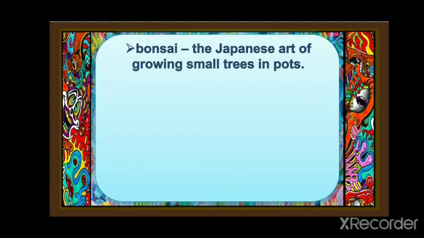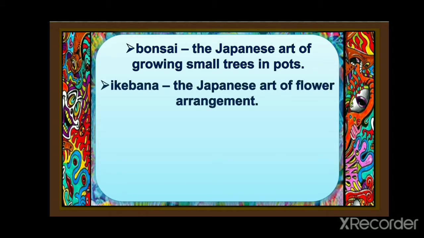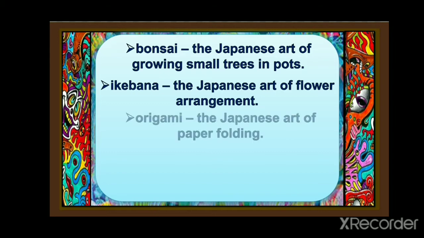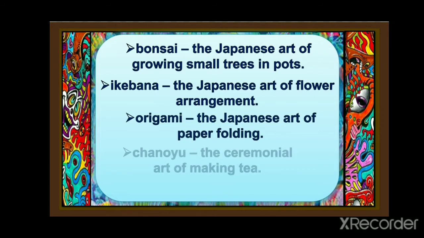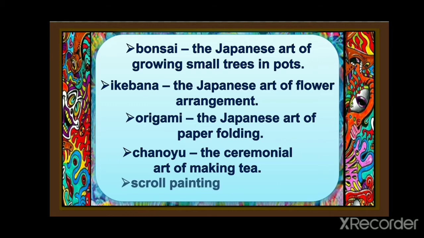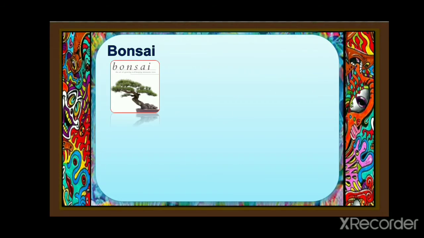Like the bonsai, the Japanese art of growing small trees in pots. The next is ikebana, the Japanese art of flower arrangement. Third, origami, the Japanese art of paper folding. Fourth, the tea ceremony, the art of making tea, and scroll painting. So these are examples of the different arts.